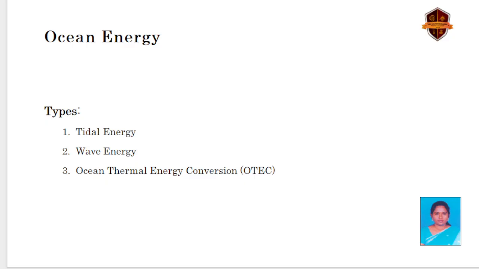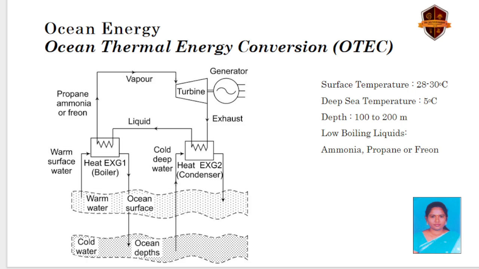Ocean energy can be classified into tidal energy, wave energy, and ocean thermal energy conversion, also known as OTEC. Ocean energy is a vast and largely untapped resource. Each type of ocean energy harnesses a different physical phenomenon of the ocean.